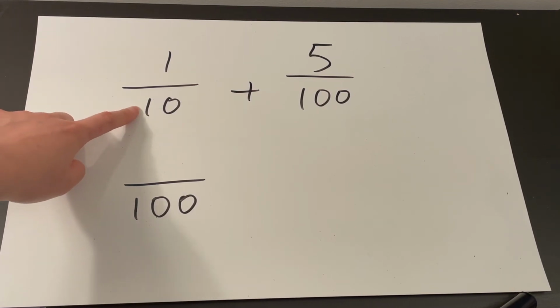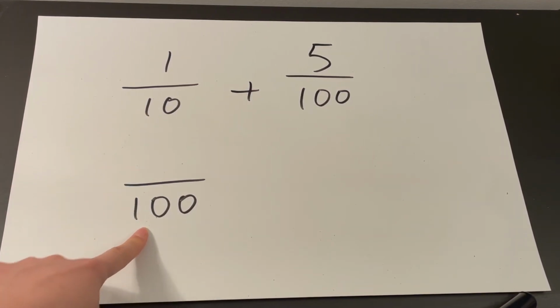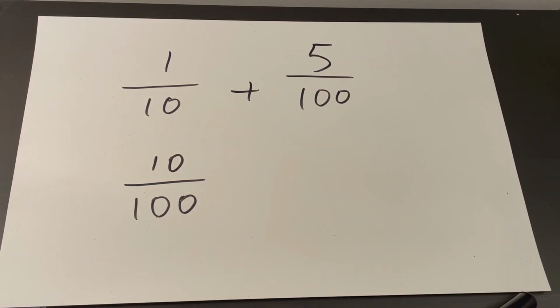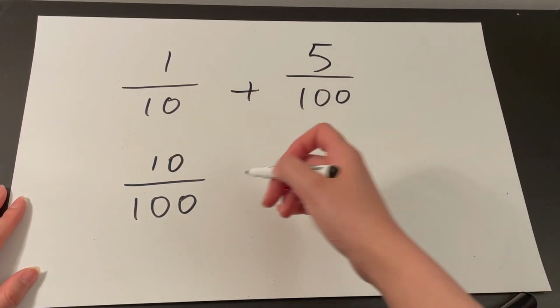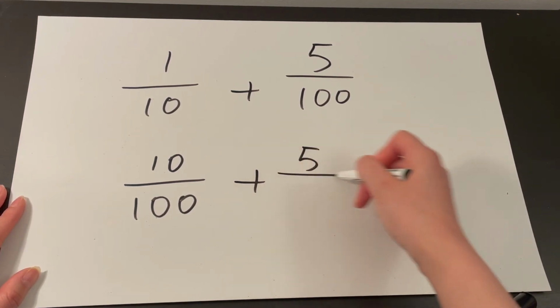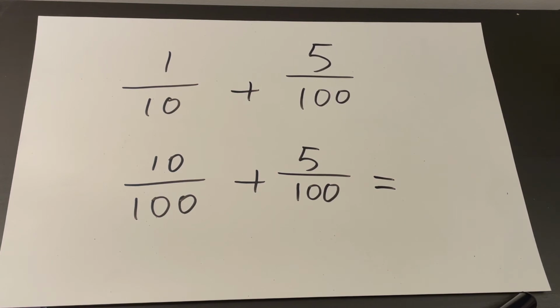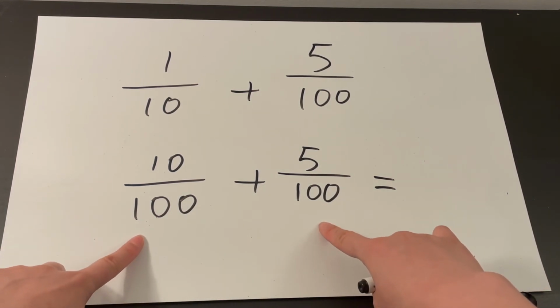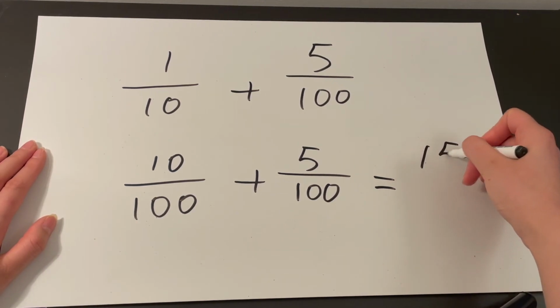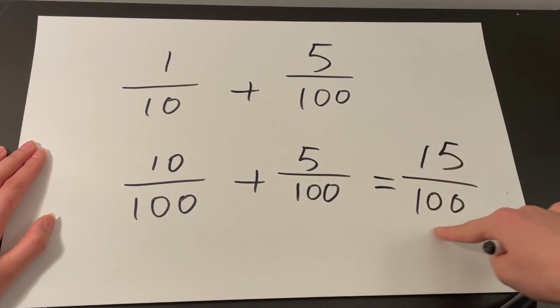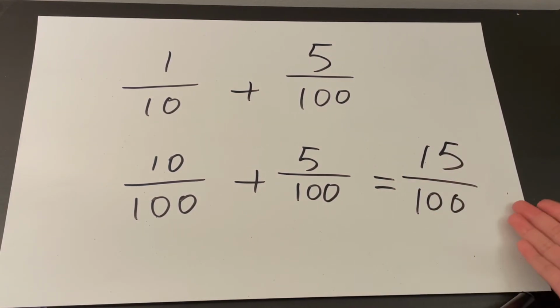Our denominator 10 becomes 100, so it's times 10. Great job. So our numerator needs to times 10 too to keep the same value. Okay, there you go. We got a new fraction here. Now we bring down the next fraction, which is 5 over 100. Can we add them now? Yes, because both of them have the same denominator. So we just add our numerators 10 and 5. It's 15. And we bring our denominator here. So we get an answer: 15 over 100. Great job.